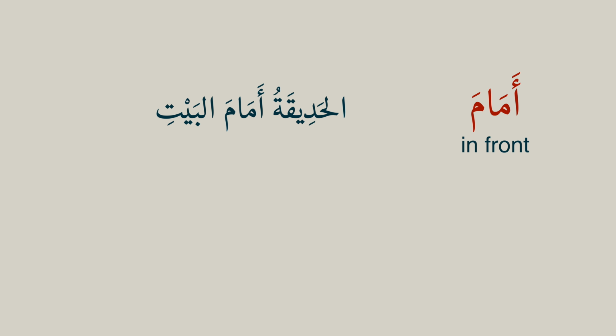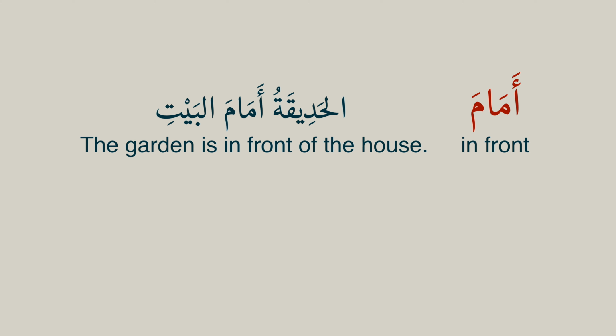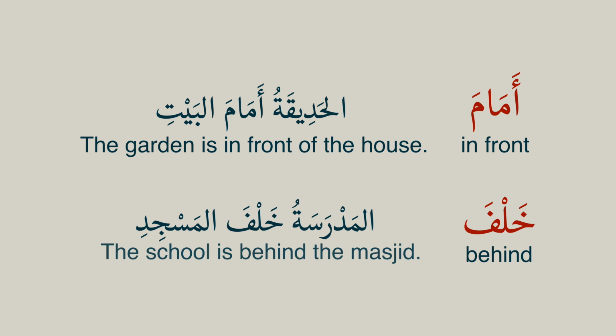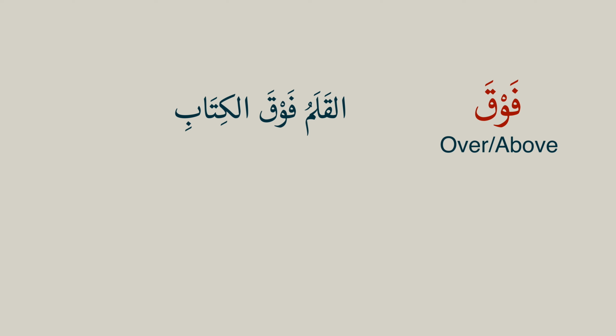Number one, أمام, meaning in front. For example, الحديقة أمام البيت, the garden is in front of the house. Number two, خلف, meaning behind. For example, المدرسة خلف المسجد, the school is behind the masjid. Number three, فوق, meaning over or above. For example, القلم فوق الكتاب, the pen is over the book.